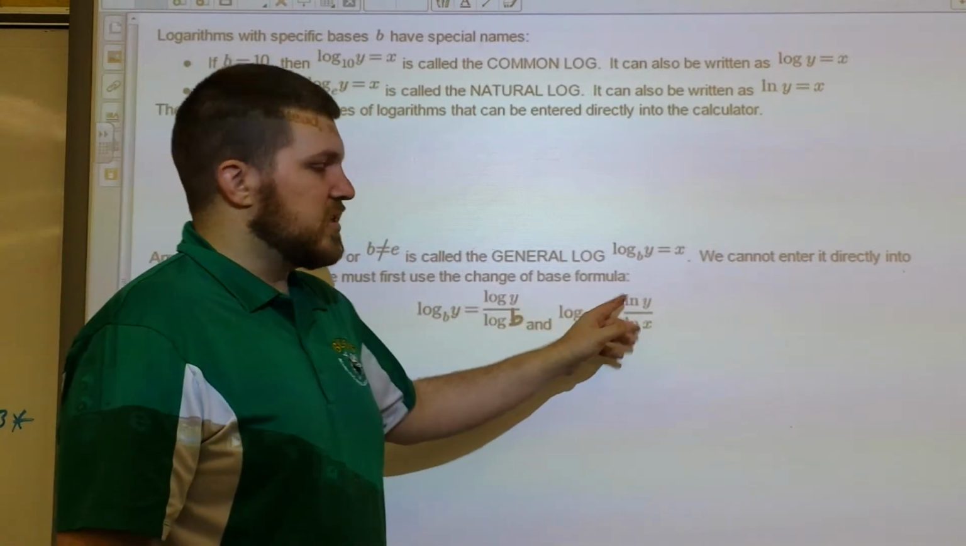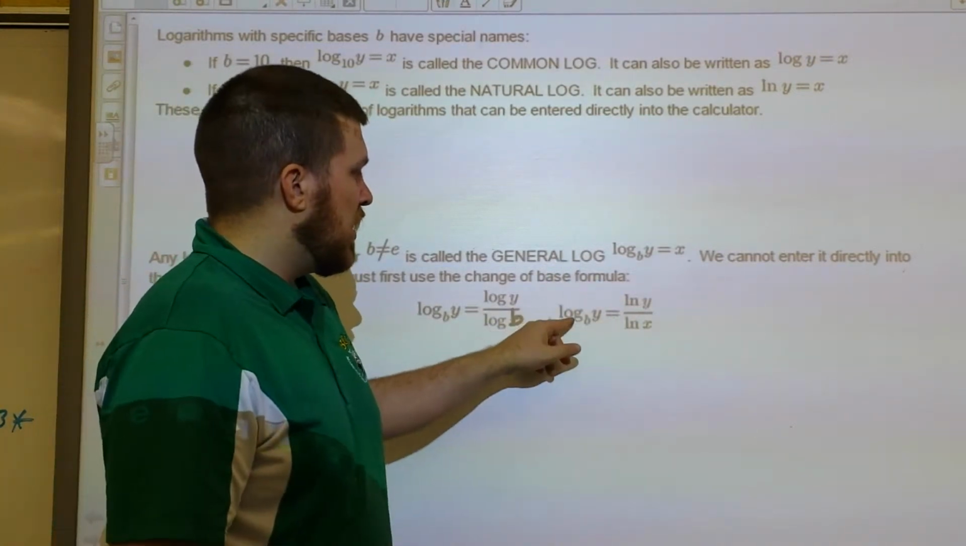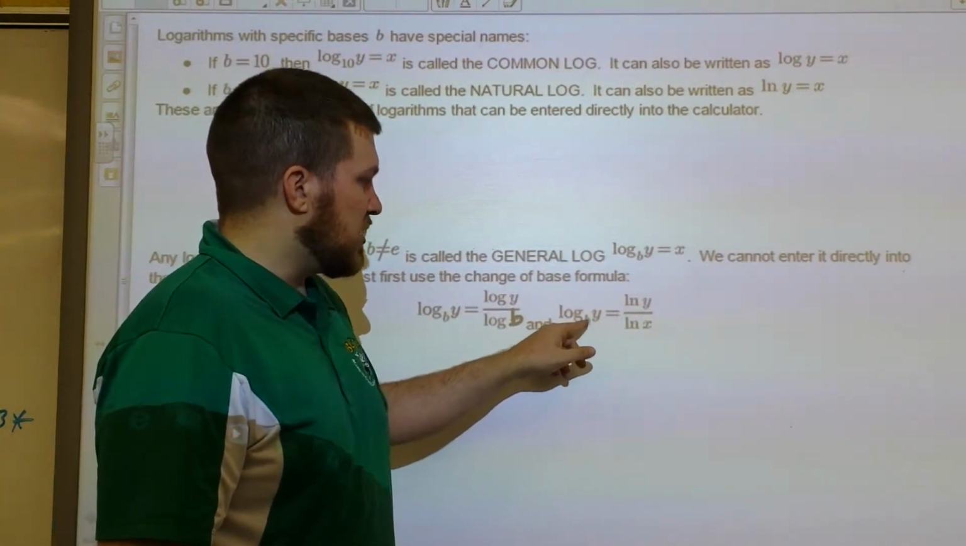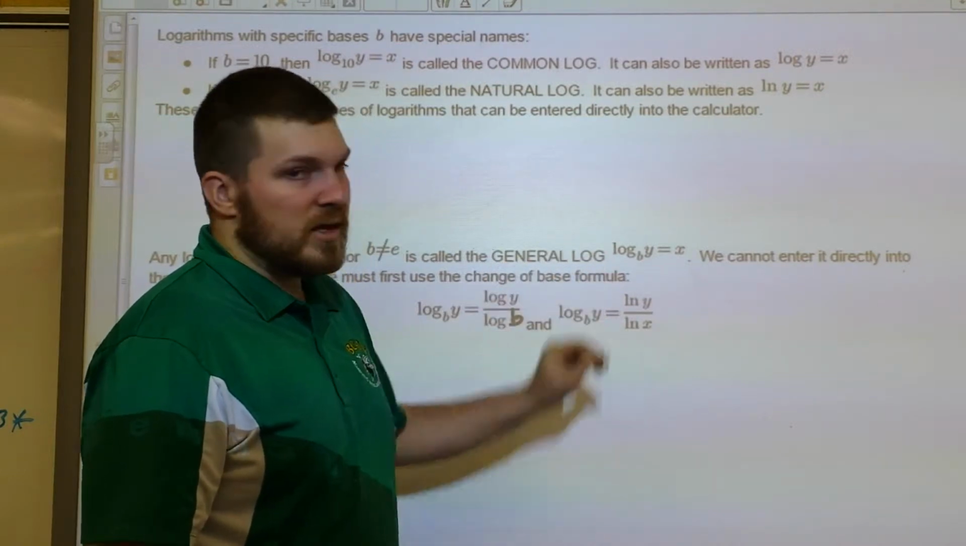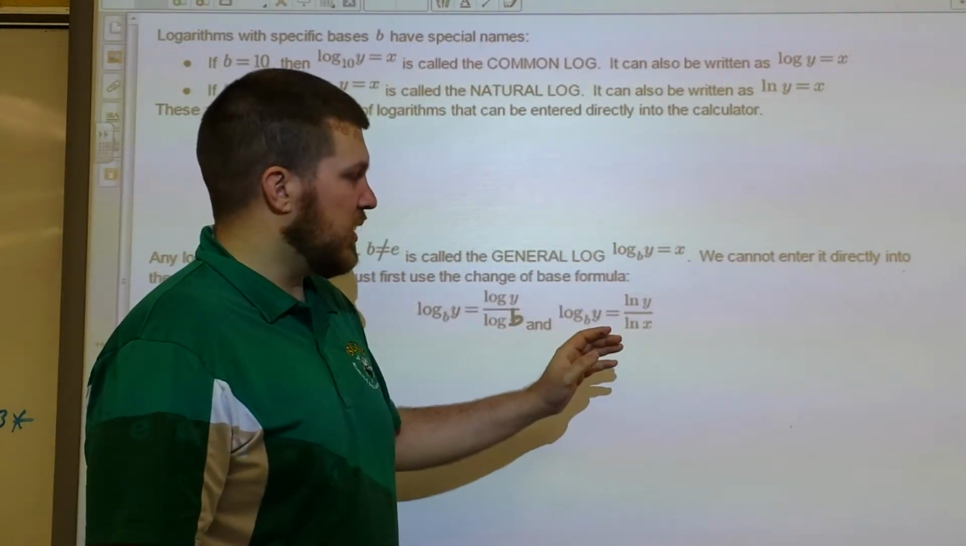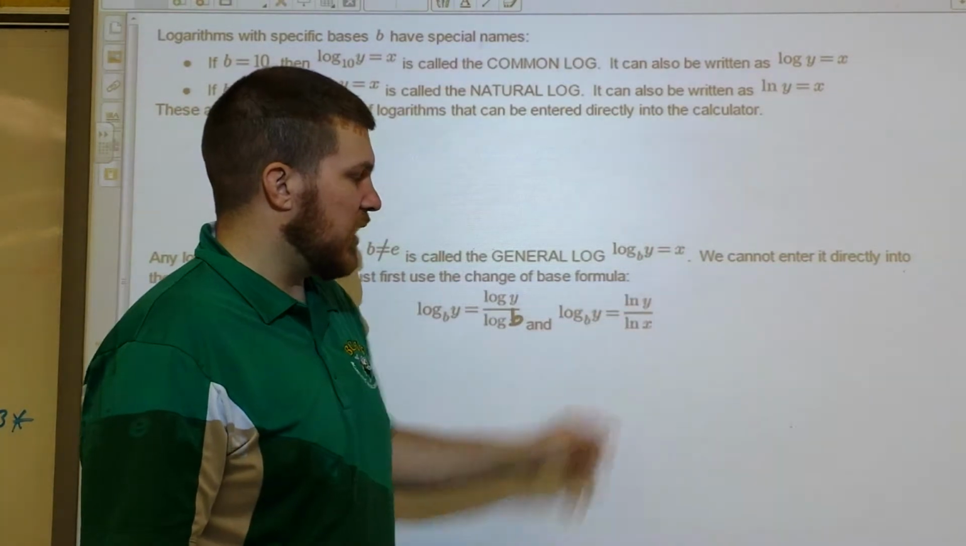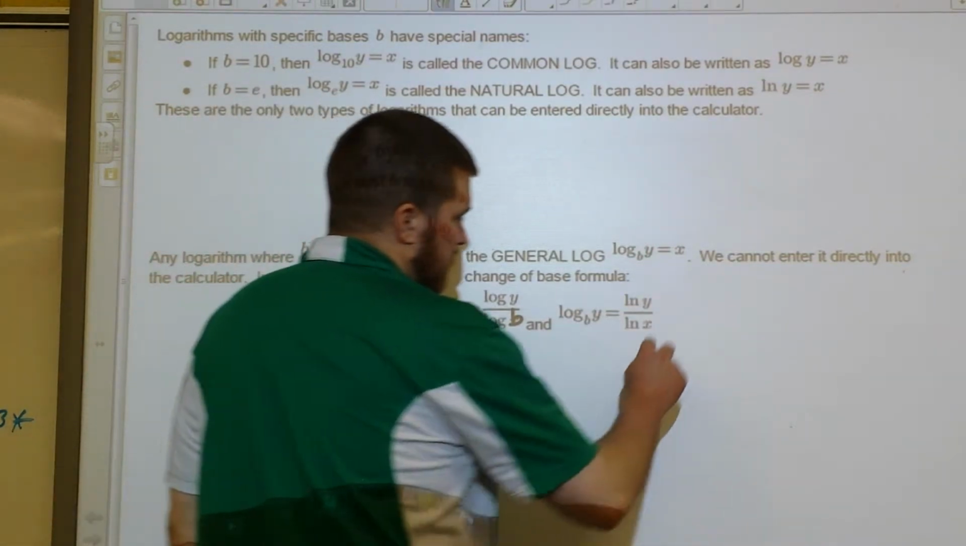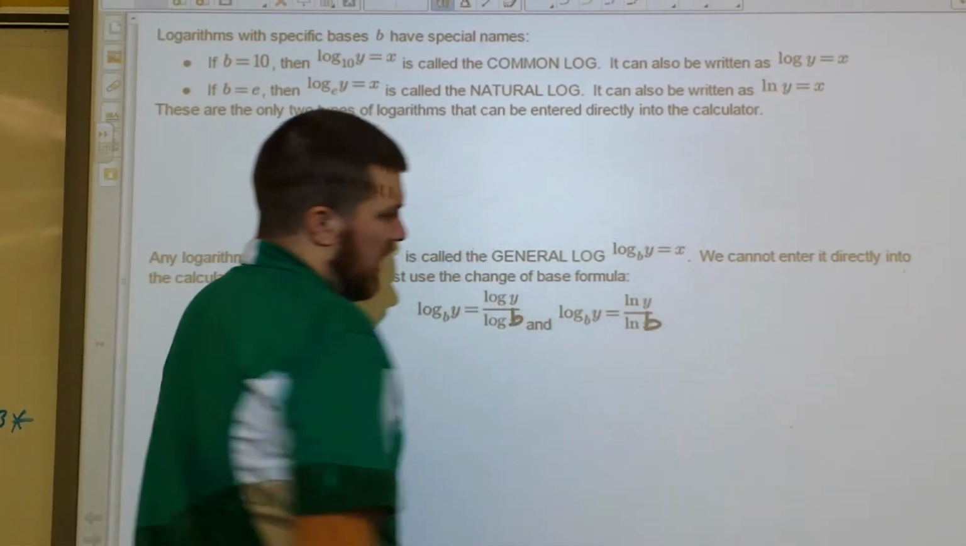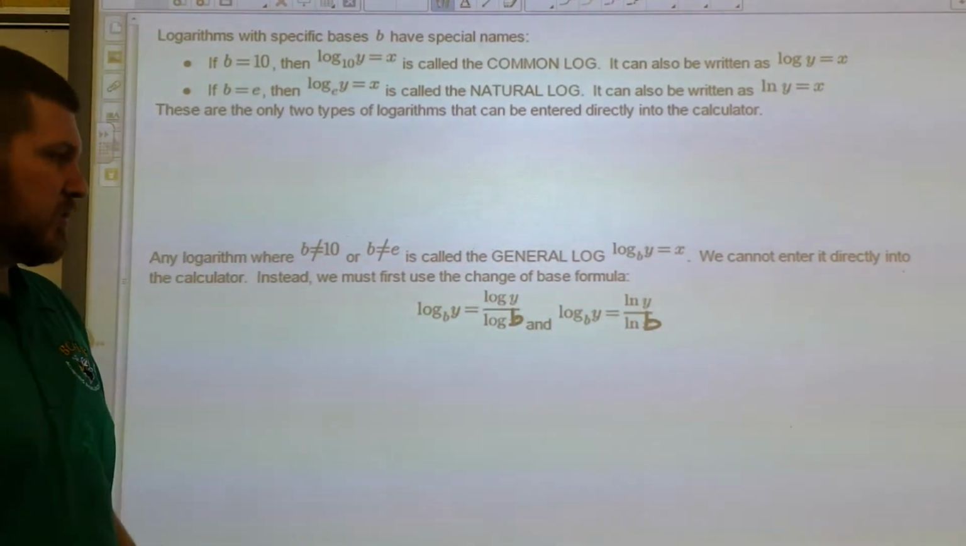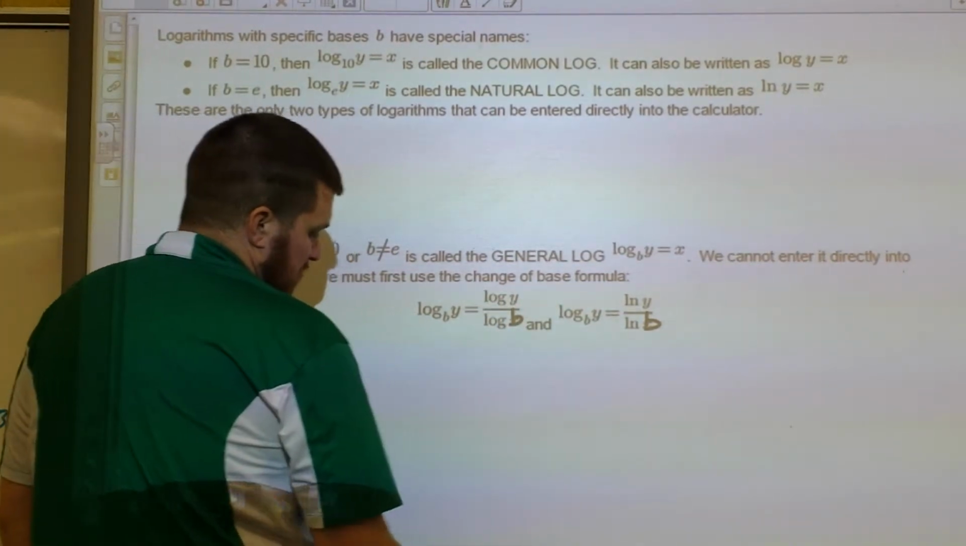If you'd rather use natural logs, that's fine. If you have a general log, log base b of y, then you can write that using natural logs directly in your calculator. You say natural log of y divided by natural log of b. Again, another typo, my fault, but be sure you fix it in your notes. Okay? So let's do a quick example of this.